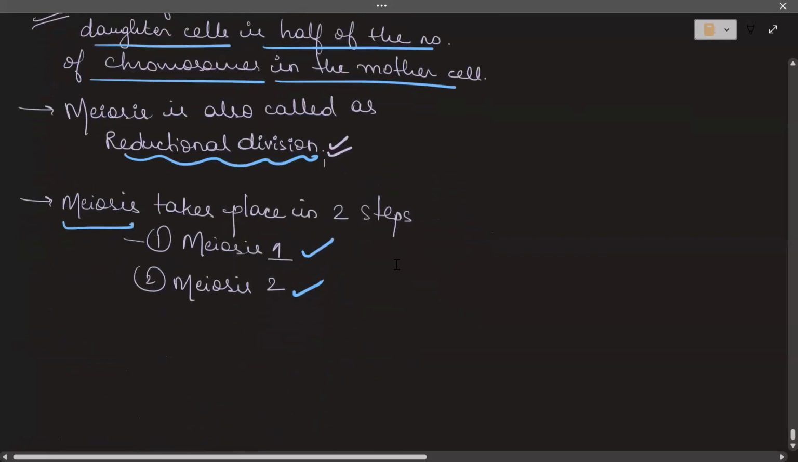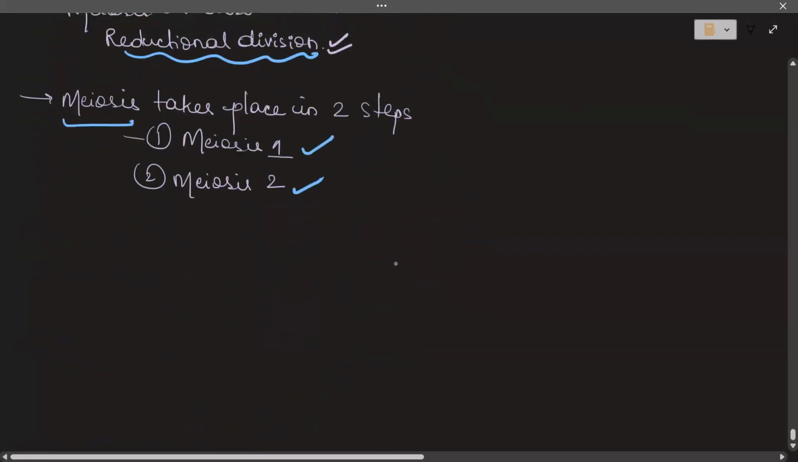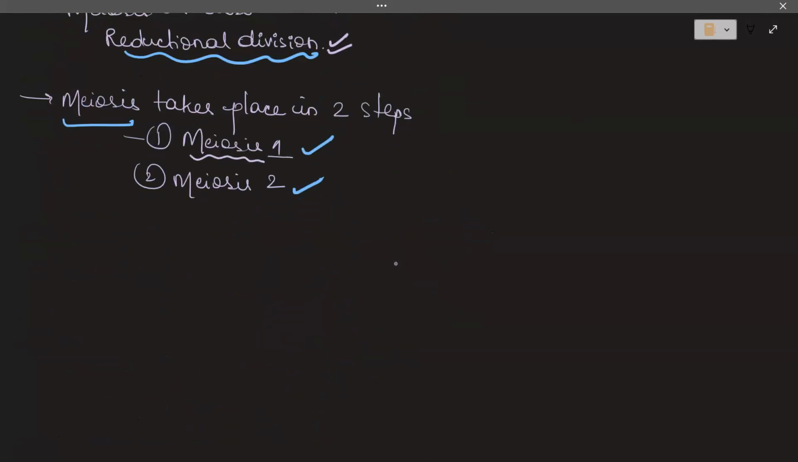Now, see, meiosis takes place in 2 steps. First is meiosis 1, then there is meiosis 2. So 2 steps are involved in the process of meiosis. With this, we have completed the chapter, the fundamental unit of life. Now, tell me, do you have any doubts? Also, did you understand everything?